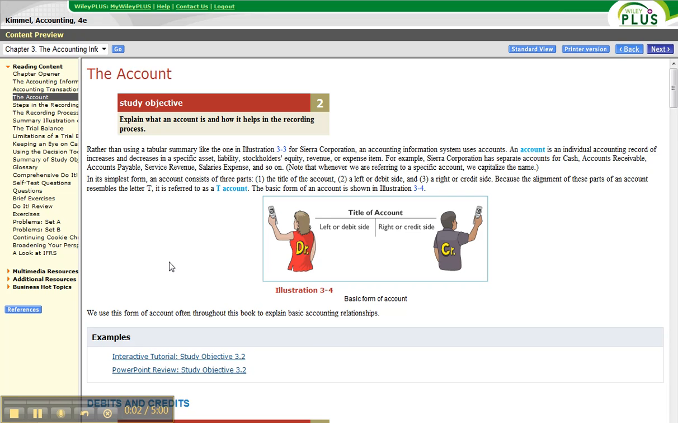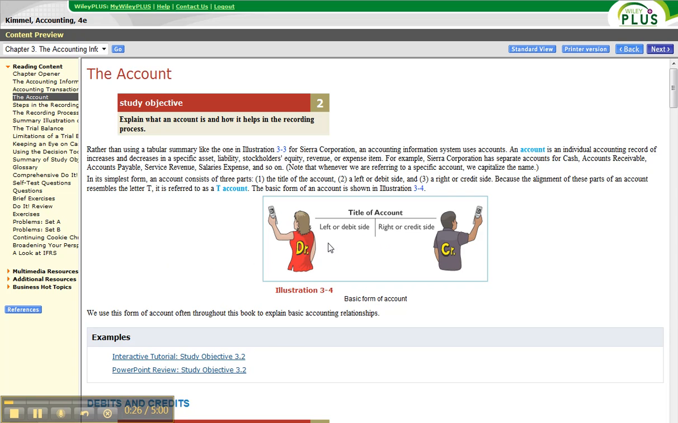Okay, study objectives 2 and 3 coming up here. To record transactions, we are going to use what's called accounts. Every company has a set chart of accounts that they establish. It's not the same across all companies, although there are a lot of common ones that exist across most companies. But they use individual accounts in this chart of accounts to record transactions.